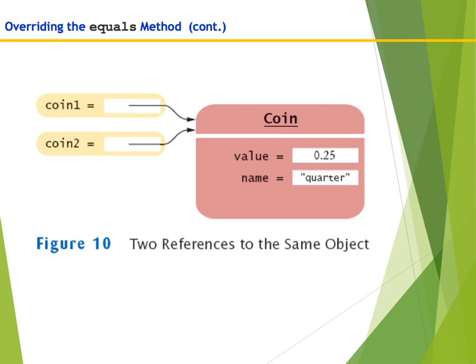This is an example of when the equals method of the Object class returns true. In this case, it says coin1 and coin2 both refer to the same object, so it returns true. But we want to have a smarter equals method so that even if they refer to different cells of memory, but the coins have the same value and name, the equals method returns true. So we're going to override it.